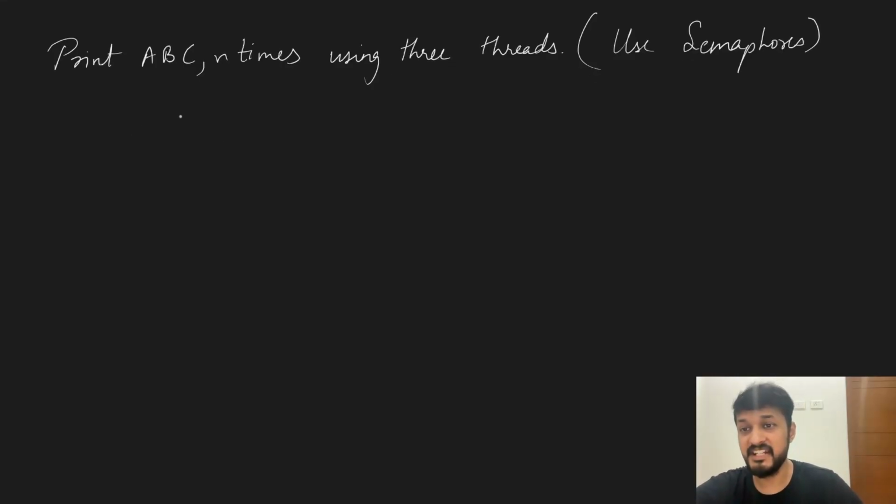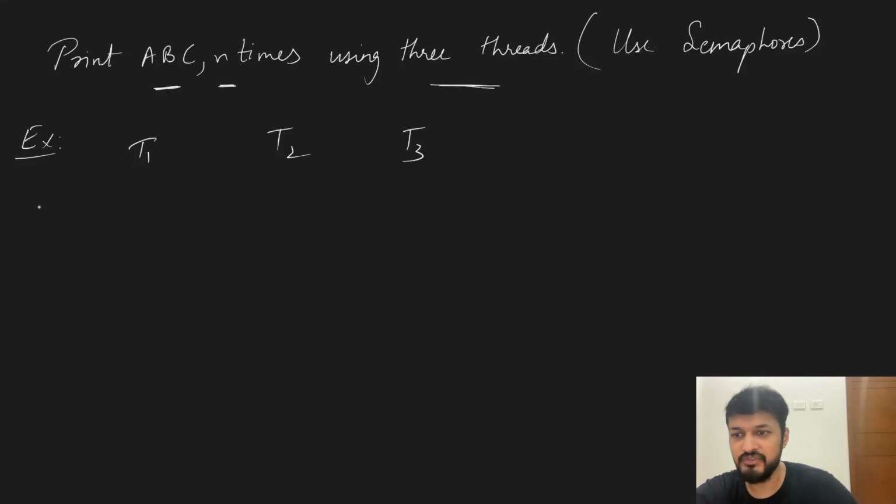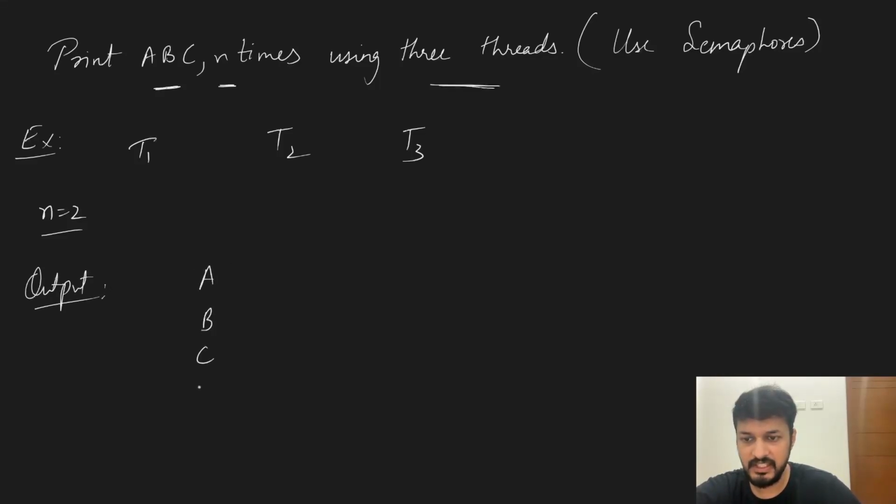So the problem states: print ABC n times using 3 threads. For example, you have to create 3 threads, let us name them T1, T2 and T3. After creating these 3 threads, you have to look into the value of n. Suppose the value of n is equal to 2. Then our output should be A, B, C, A, B, C. ABC one time and ABC two times.